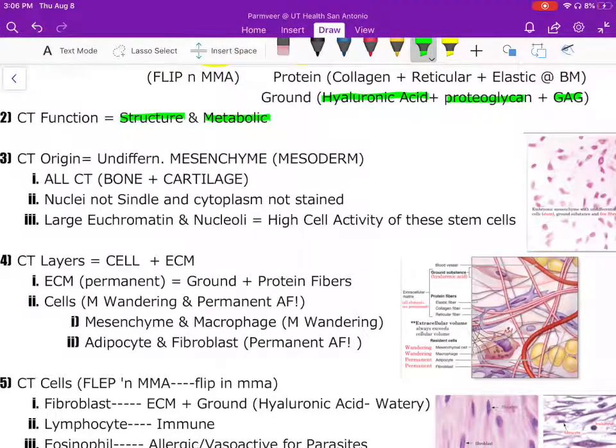Then where is the origin of connective tissue? It's undifferentiated mesenchymal cells from the mesoderm origin. So these are basically stem cells which provide all the connective tissues. And the nuclei is basically not spindled, and cytoplasm is not stained. But there is a large euchromatin and large nucleoli, which signifies there's a high cell activity in these stem cells.